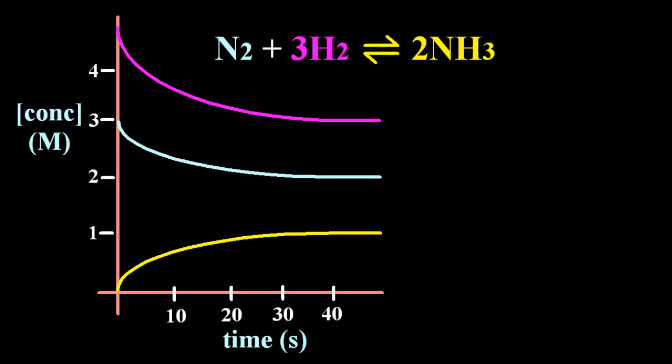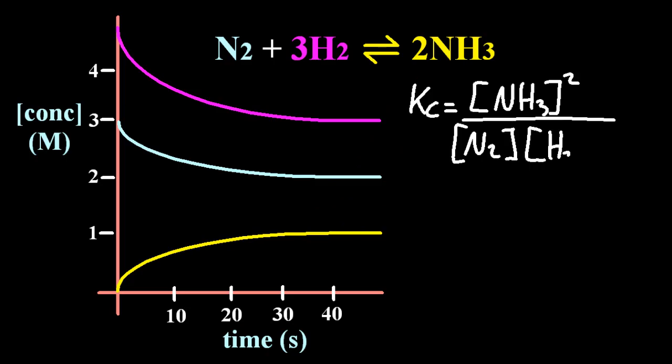So let's look at a graph of the Haber process as it approaches equilibrium. You can see that there are three lines there corresponding to the three reactants and products. The concentration of hydrogen is decreasing as the reaction proceeds, as is the concentration of nitrogen. But the concentration of ammonia is increasing, all of them on their way to equilibrium.